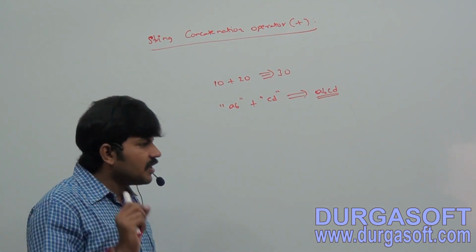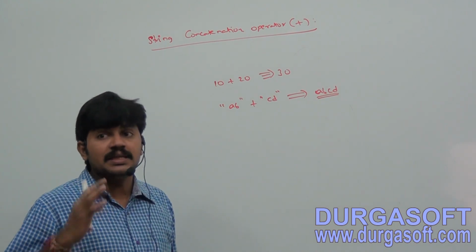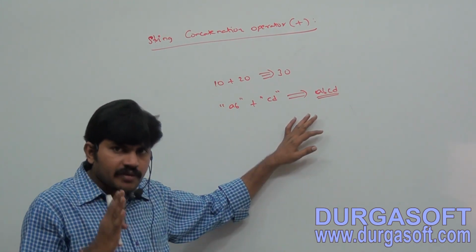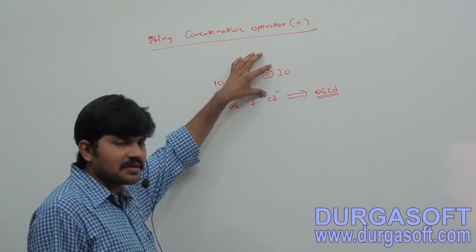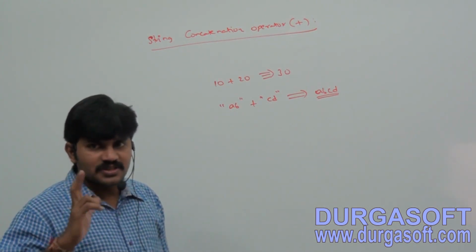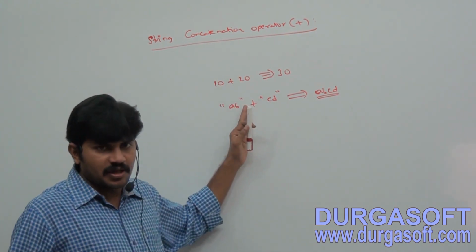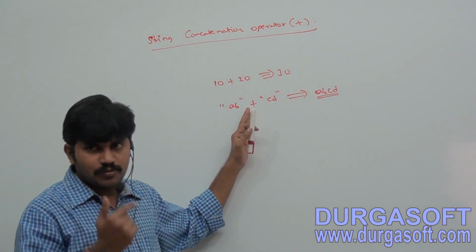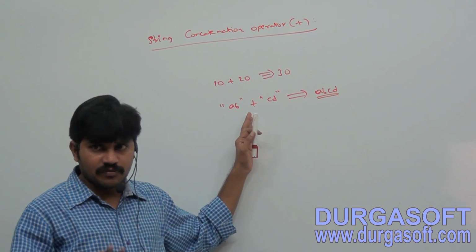But for the sake of the exam, what kind of question is possible? We have to decide when the plus operator acts as arithmetic addition and when it acts as concatenation. It is not that easy to answer just by saying these two. I will go for one more question, and there you can see some difficulty in understanding.